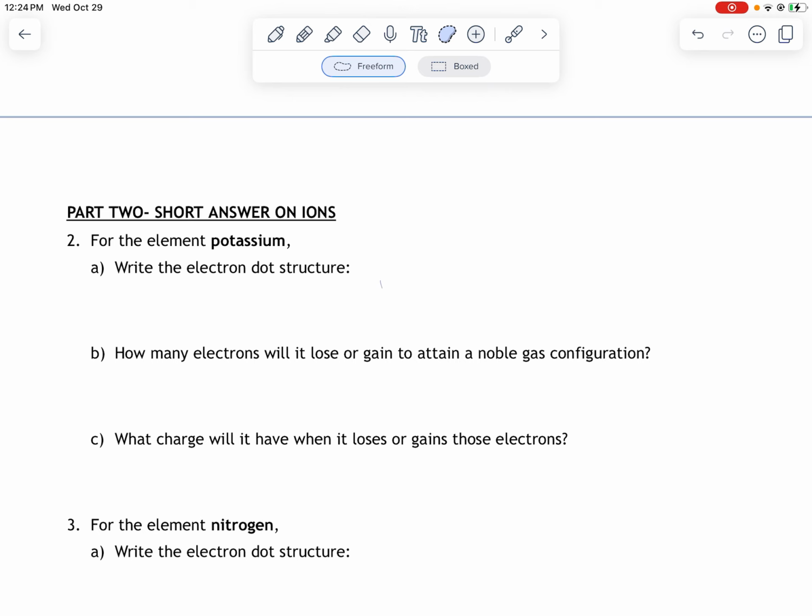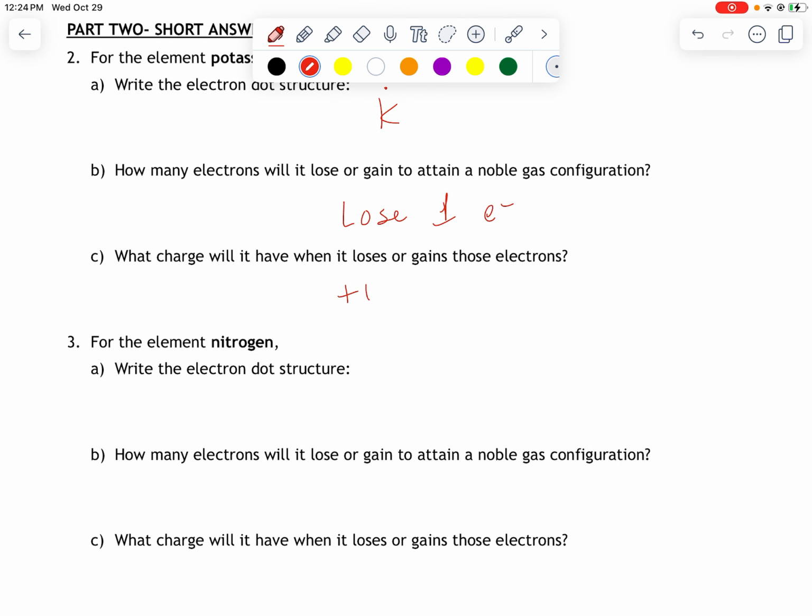Electron dot structure for potassium. It's just going to be a single valence electron. It's going to want to lose 1 electron to turn into a noble gas configuration. And then the charge, since it's losing 1, is going to be a +1 charge.